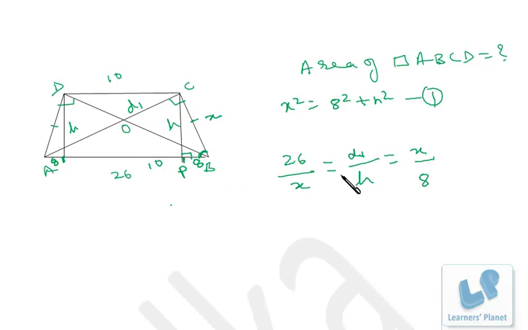Now what? X square is equal to 26 into 8, right? Minus 64, that is H square. So 26 into 8 minus 64, you will be getting 144. So H will be 12. So this is 12.